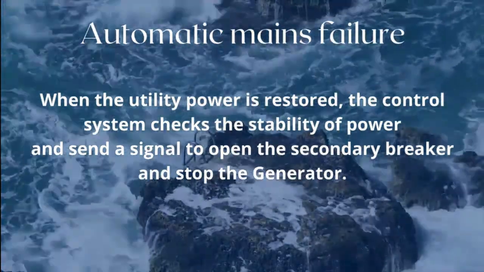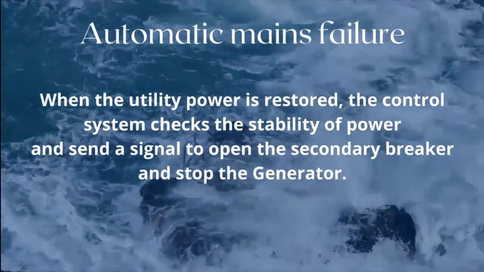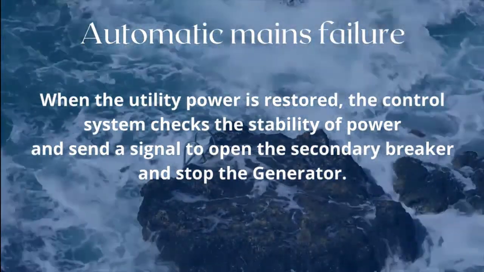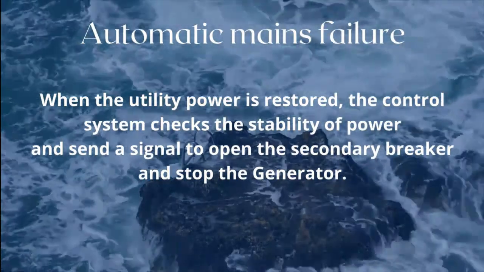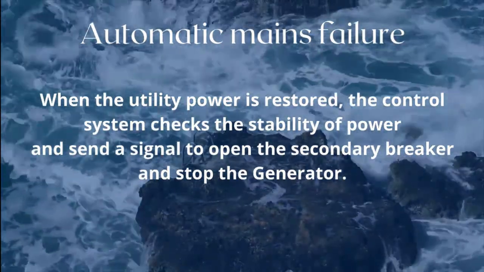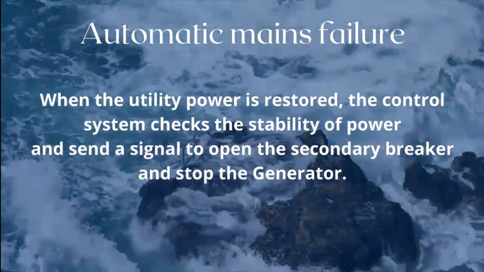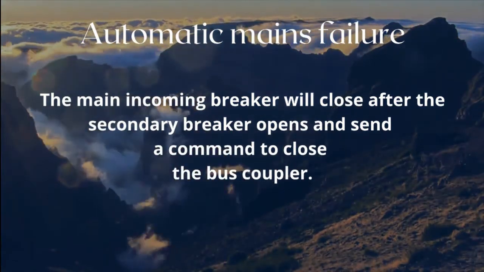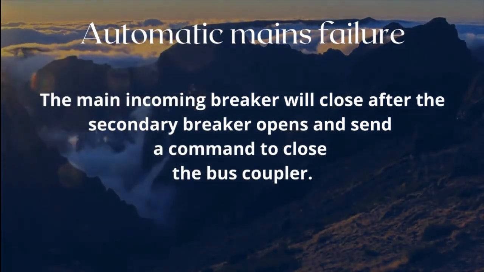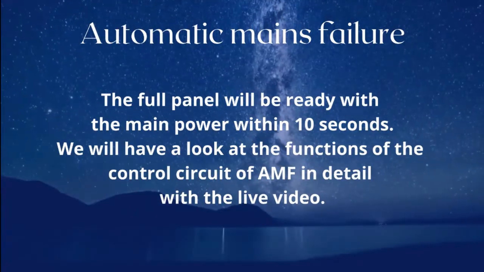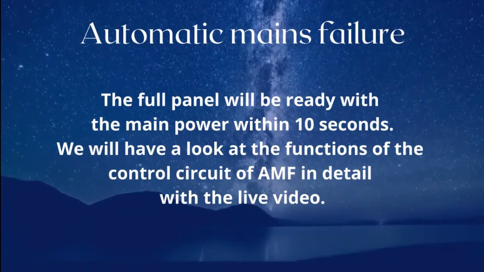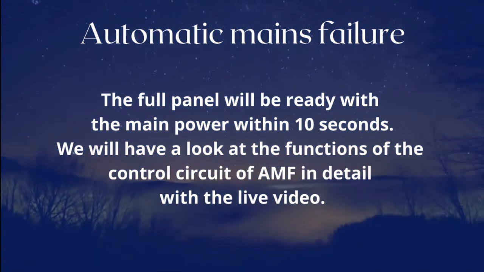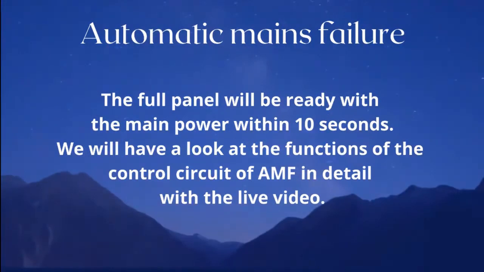When the utility power is restored, the control system checks the stability of power and sends a signal to open the secondary breaker and stop the generator. The main incoming breaker will close after the secondary breaker opens and send a command to close the bus coupler. The full panel will be ready with the main power within 10 seconds. We will have a look at the functions of the control circuit of AMF in detail with the live video.